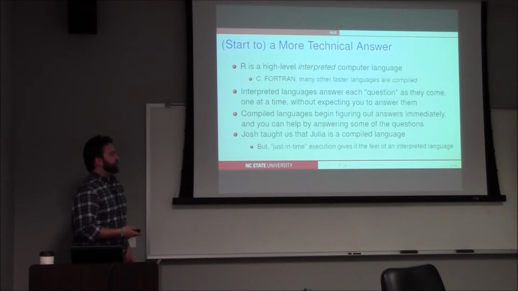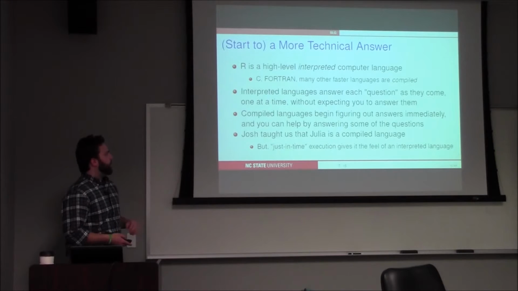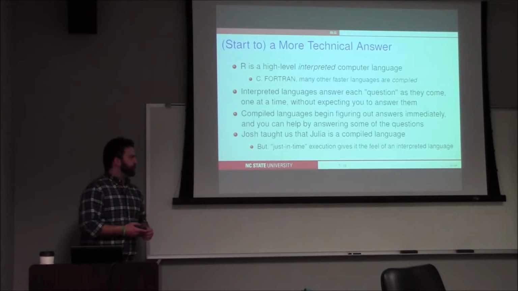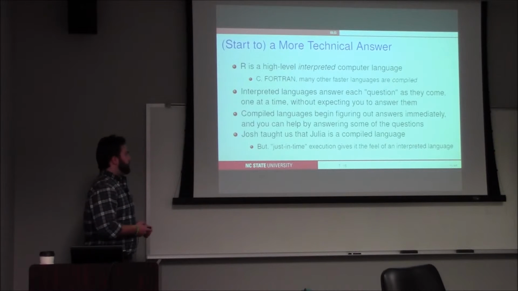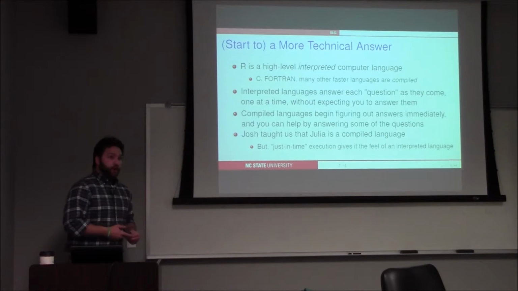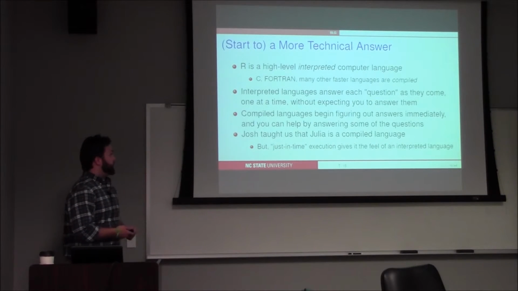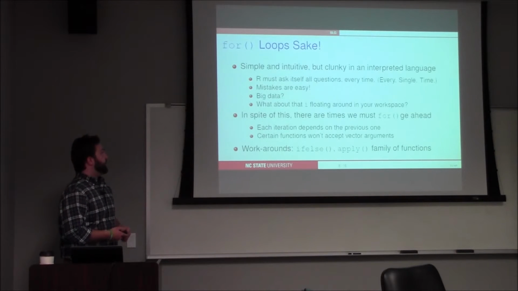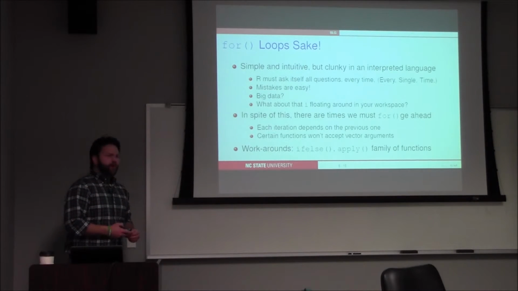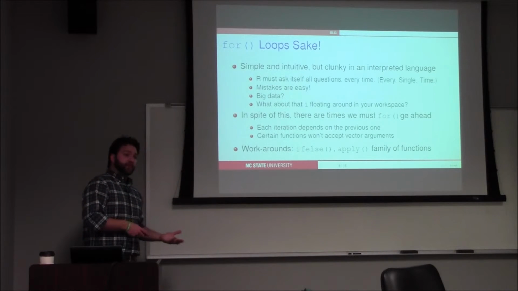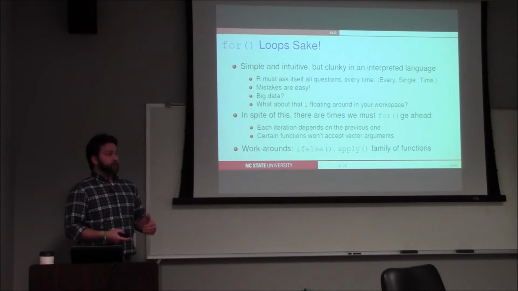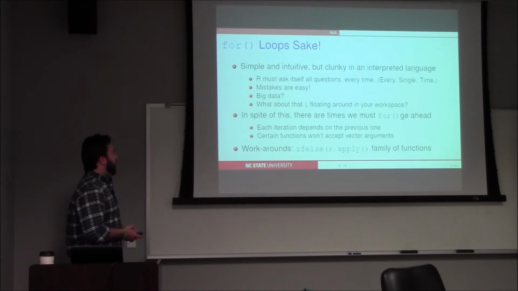That's at least the beginning to a more technical answer. If you want to see more things about interpreted and compiled languages, certainly there's some more about it in Advanced R, but you can look that up on the internet in many different places, in many texts. I want to move on to talking about for loops specifically. Since we've talked about an interpreted language, let's talk about what for loops look like in an interpreted language.